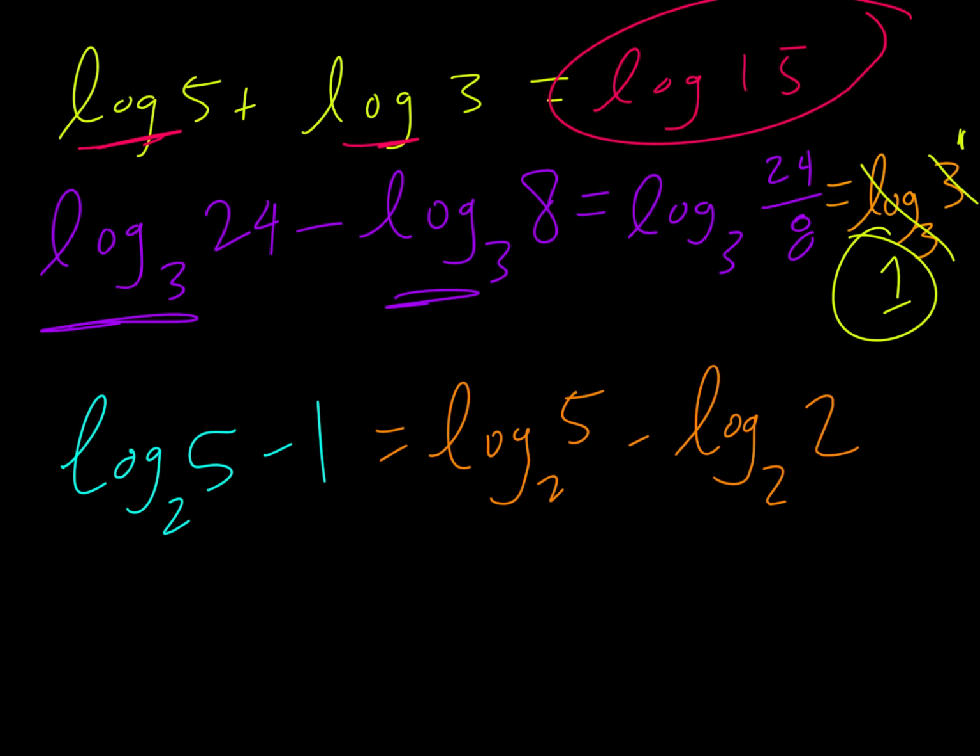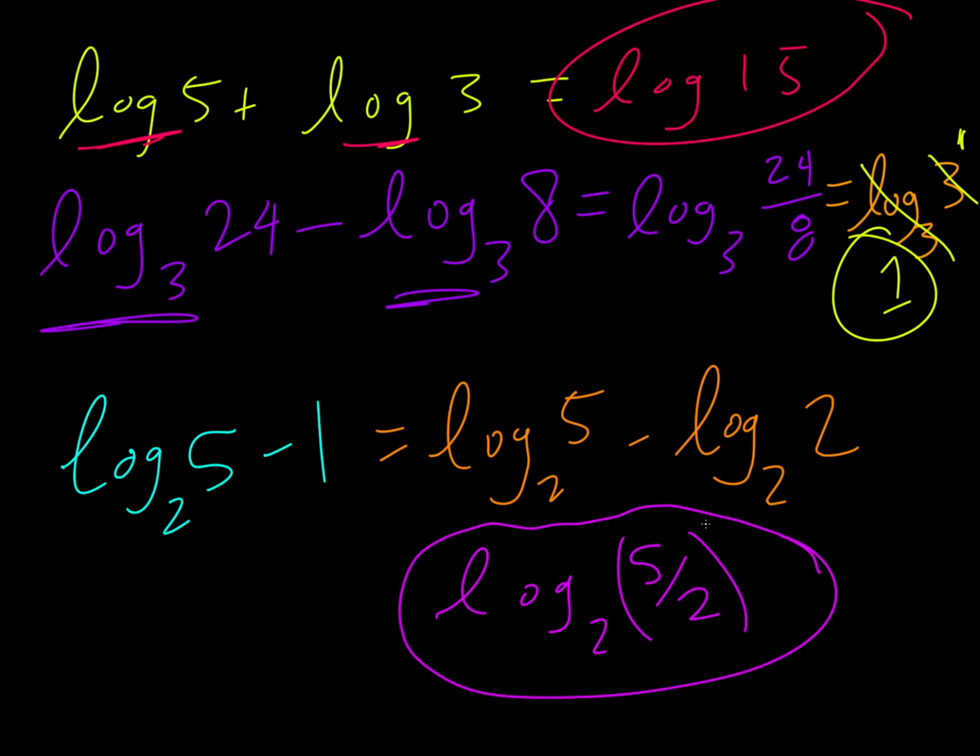Now, since we have log base 2, our final answer is going to have a log base 2 in it. And then 5 minus 2 is really 5 over 2, because subtraction with logs creates division. And this is our final answer.